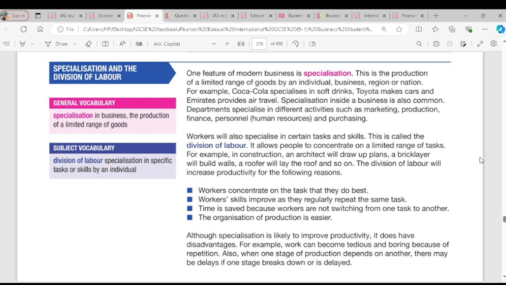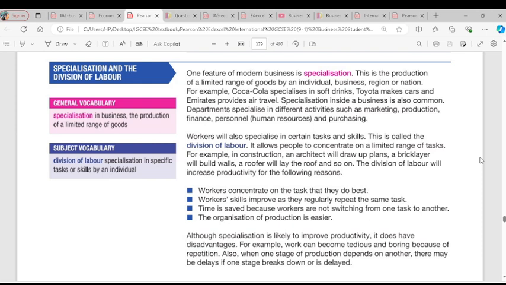So we go to specialization and division of labor. Are you there? One feature of modern business is specialization. This is the production of a limited range of goods by an individual, business, region, or nation. We call it specialization because that individual, that country, that business, is carrying out a specific task. It's doing what it knows how to do best.